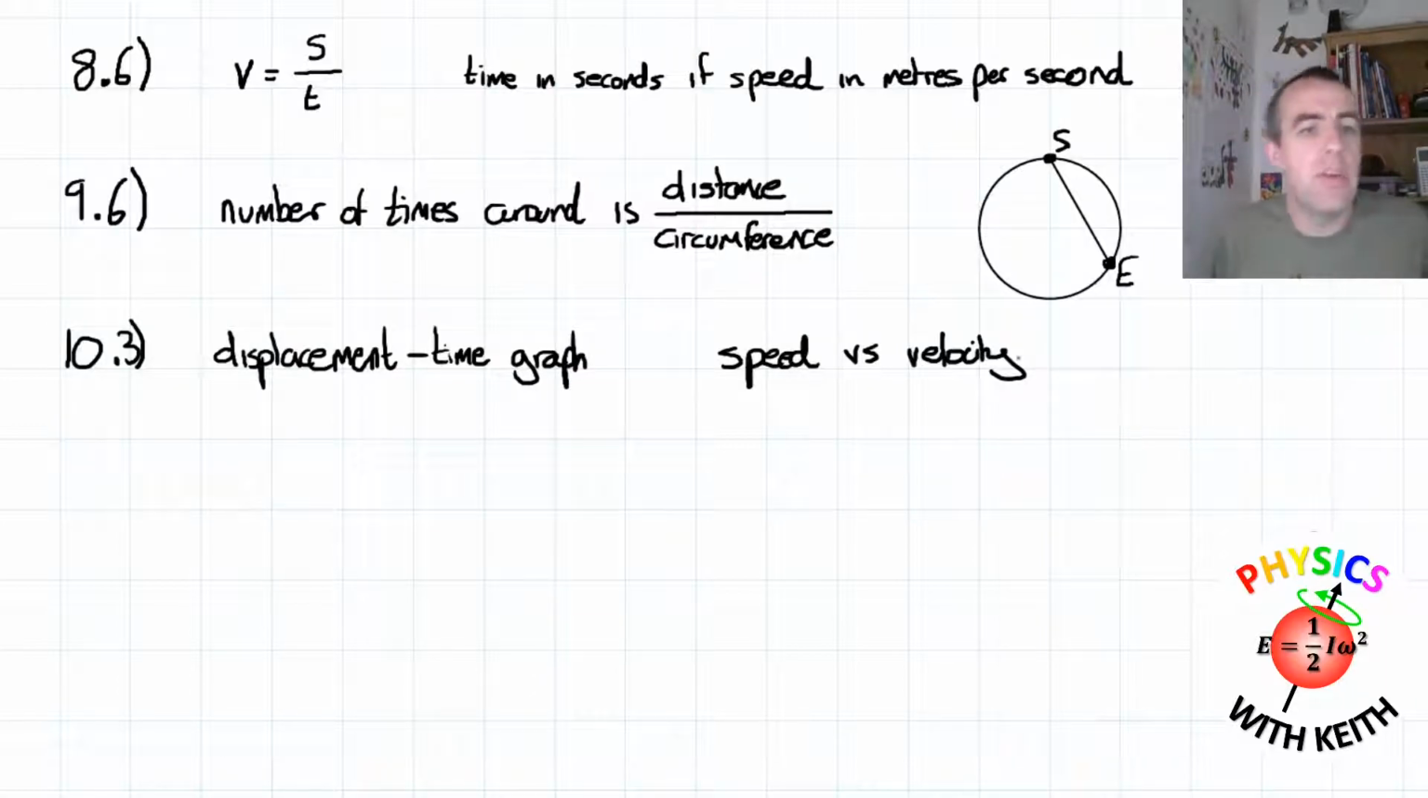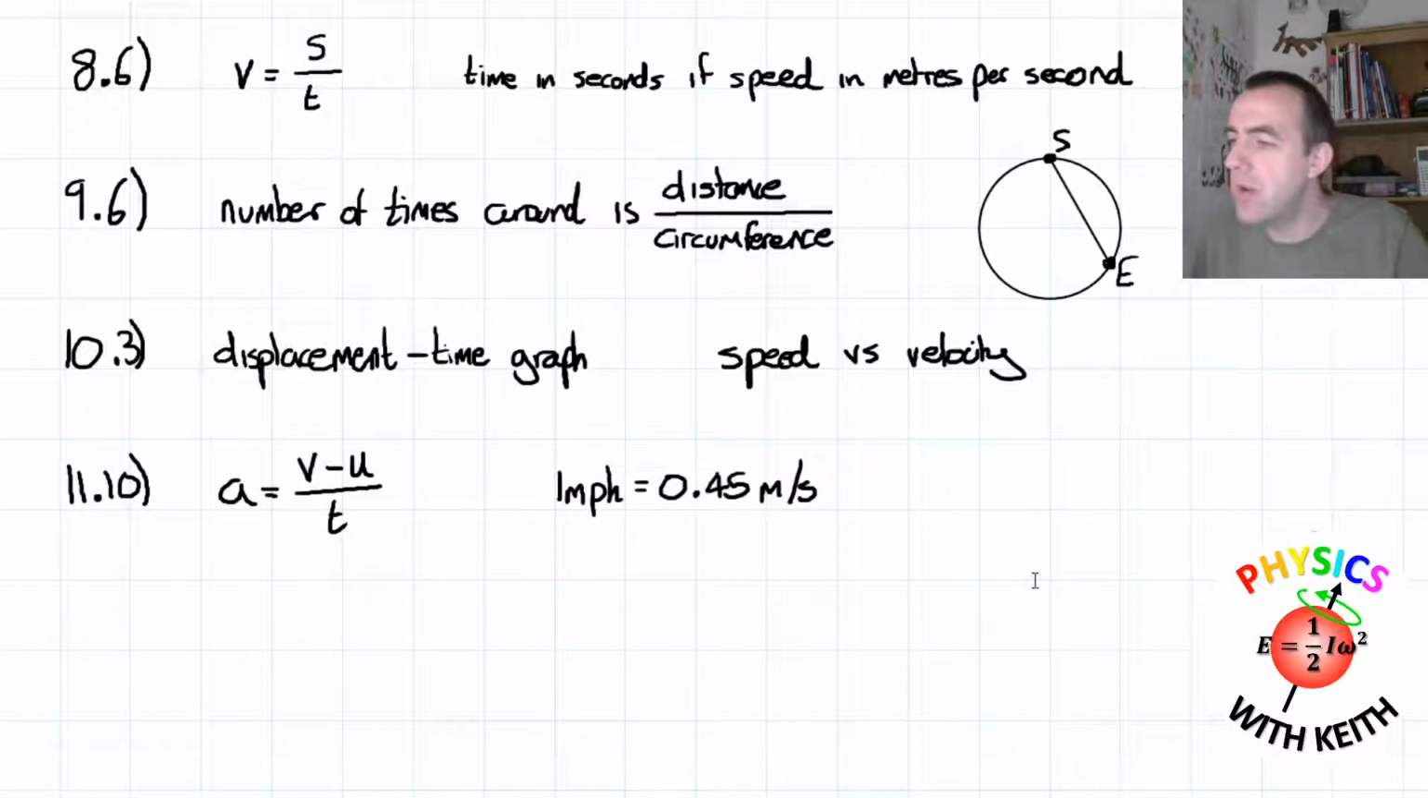When you draw the diagram, hopefully the geometry will make that calculation easy. Question 10.3 shows a displacement time graph, and you're asked to deduce speeds and velocities from that graph. Remember, the speed is the magnitude of the gradient of a displacement time graph, and the velocity is the gradient. If the gradient is negative, the velocity is negative. The speed will just be a number, won't have any negative sign attached to it.